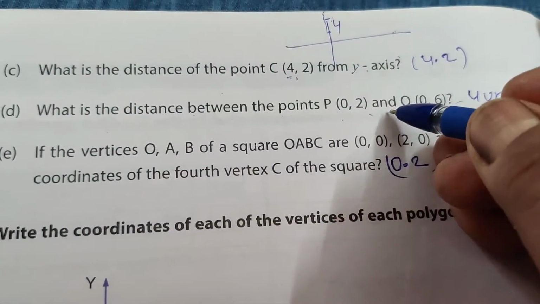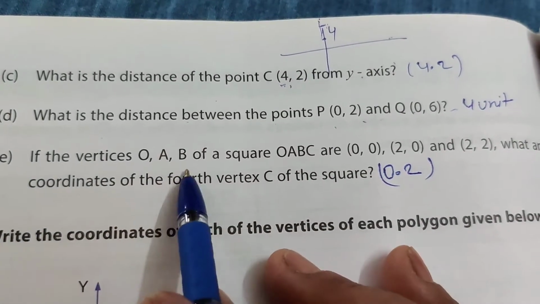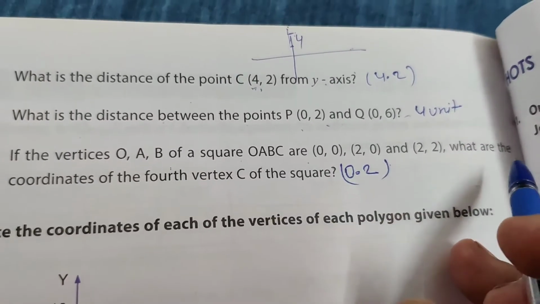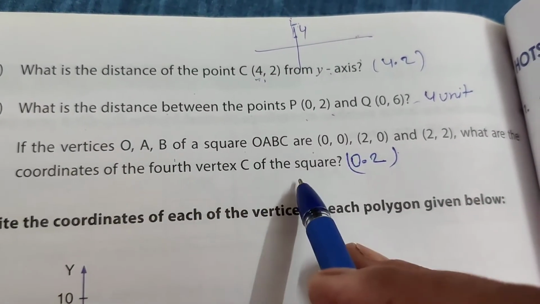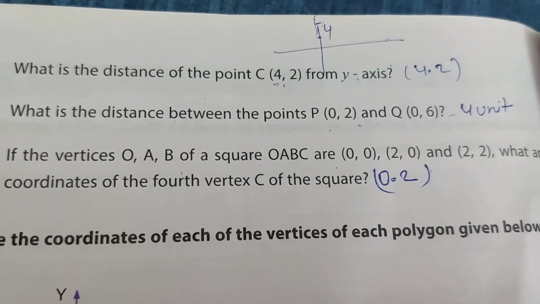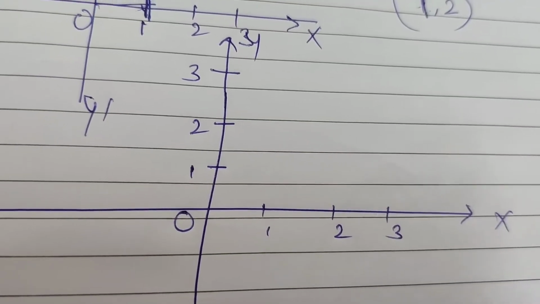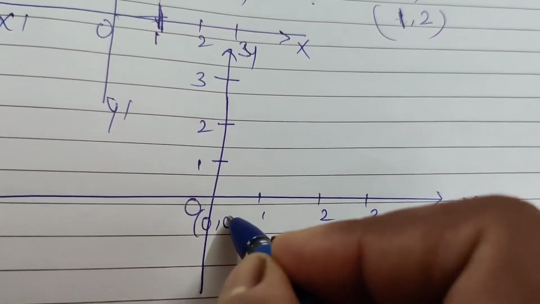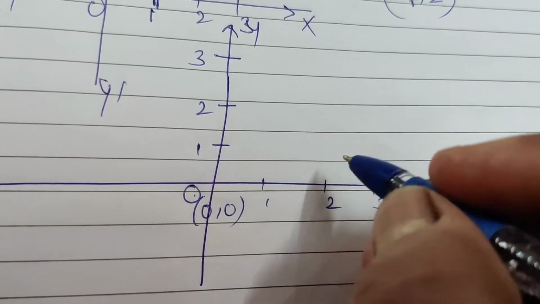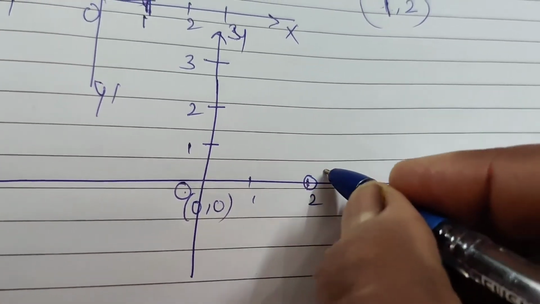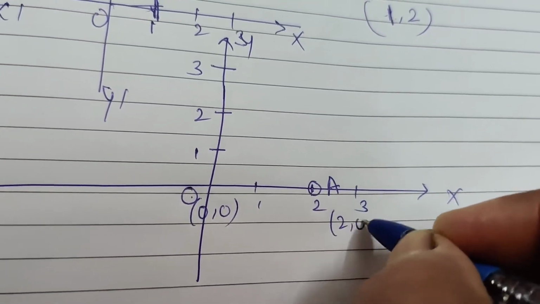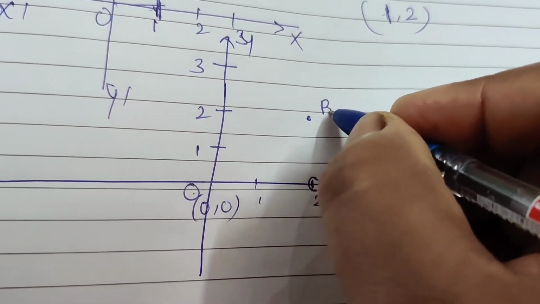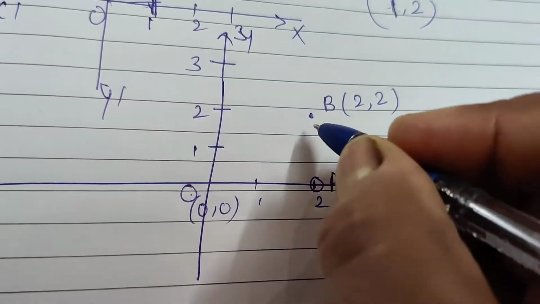The answer is 4 units. If the vertices O, A, B of a square OABC are (0, 0), (2, 0), (2, 2), what are the coordinates of the fourth vertex C of the square? Okay. Suppose OABC is a square. First coordinate is (0, 0). This is O, and A is (2, 0). It means here A point coordinates is (2, 0), and third is B (2, 2).